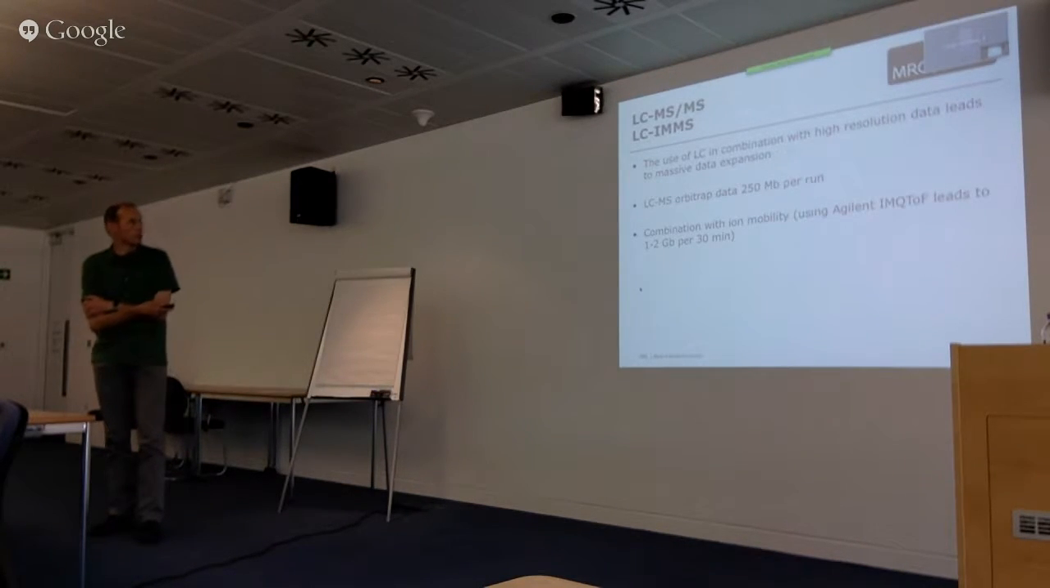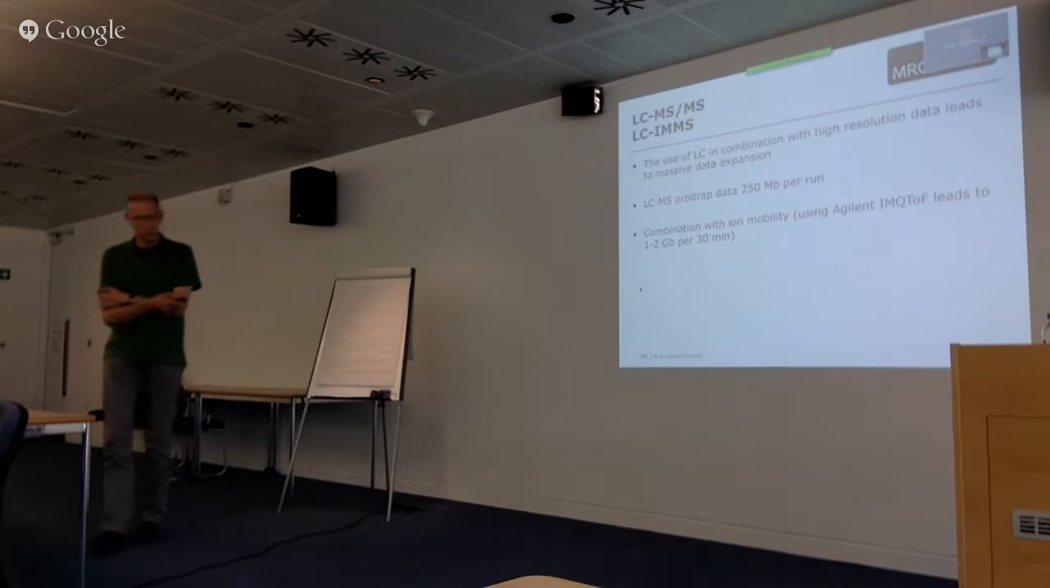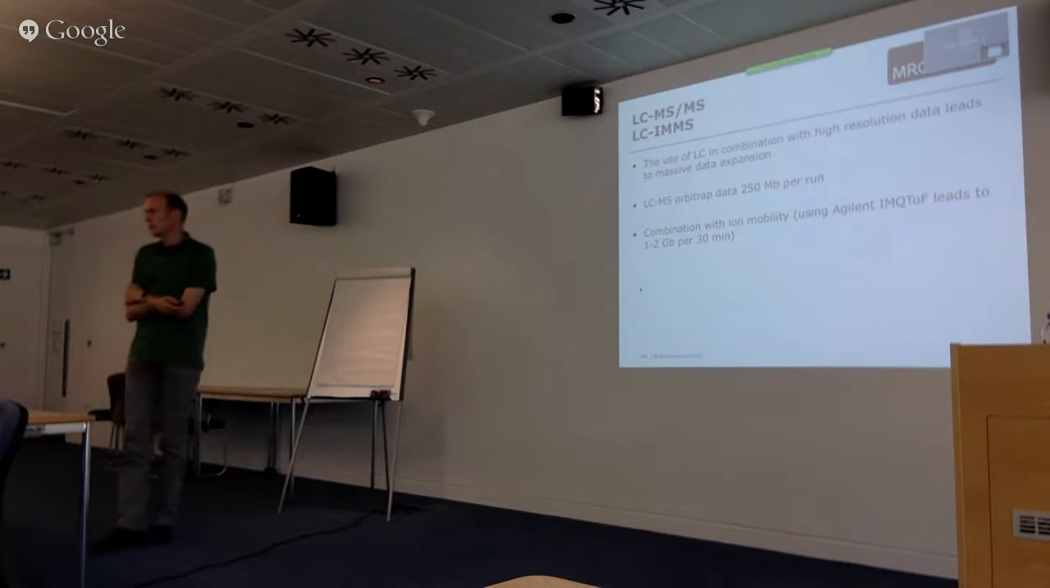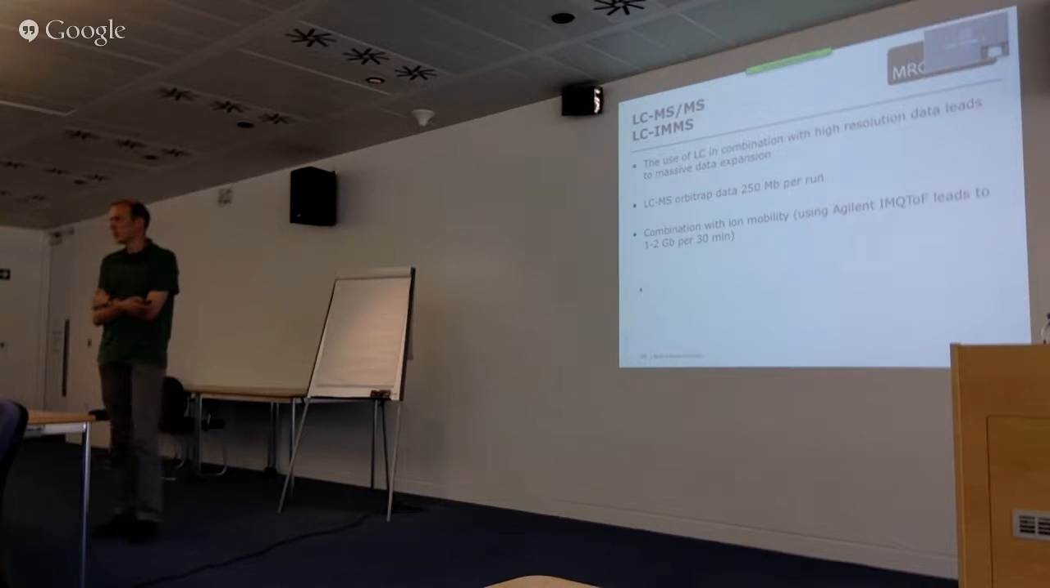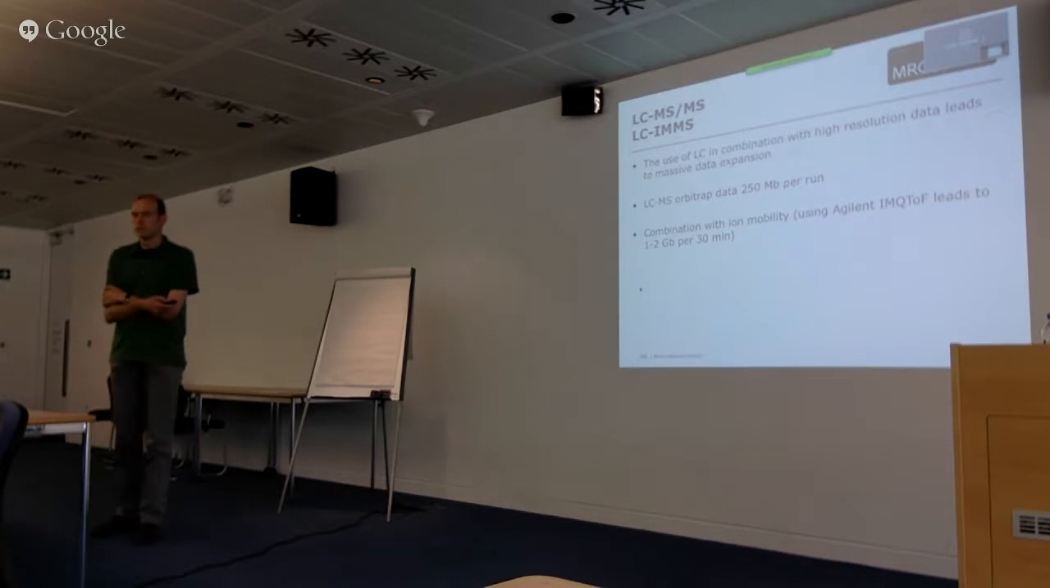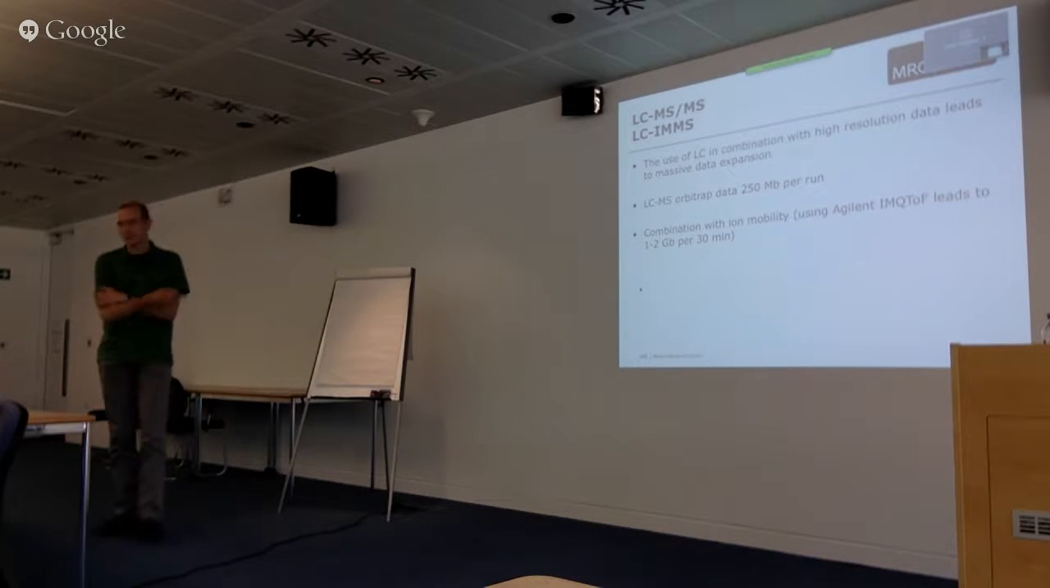But just about a week ago, we got an excellent Q-TOF with ion mobility. And that's a type of instrument that produces about a gigabyte per half hour. And as we've just got the instrument in, we haven't really looked at how we want to use it and what we can do with it. But that's the first instrument from outside that really got me worried about data, and how we're going to store it and how we're going to keep it. That's just a huge amount of data that the instrument generates.